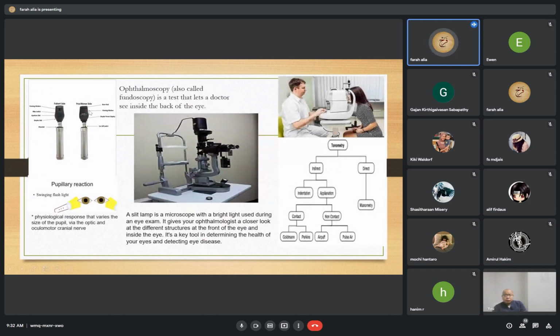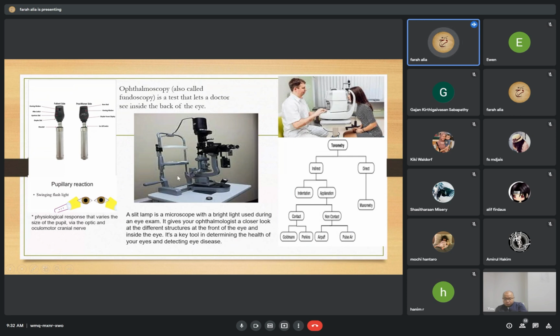The first one here is ophthalmoscopy, also called fundoscopy. This is the test to see what is inside the back of the eye. The next one is pupillary reaction. This is the usual one that we practice in ED to see the size of the pupil.